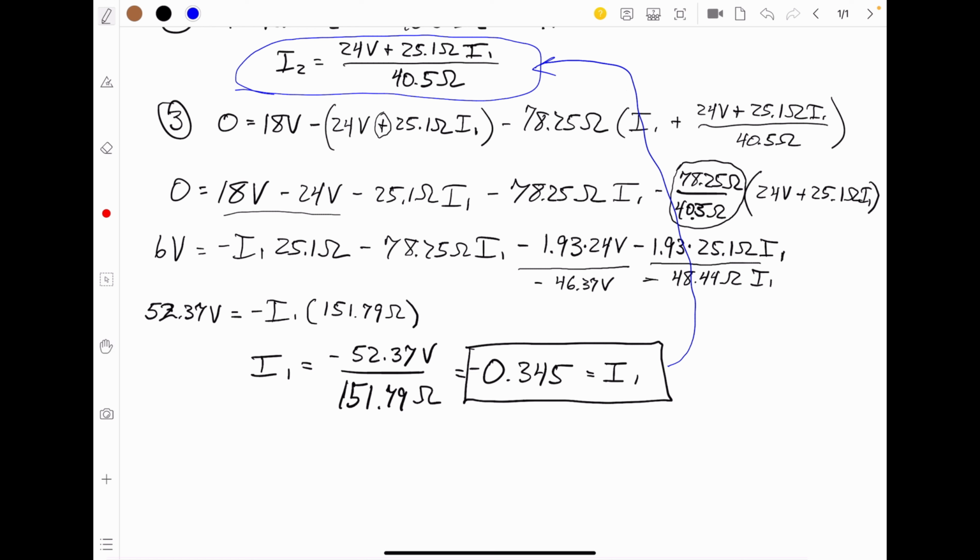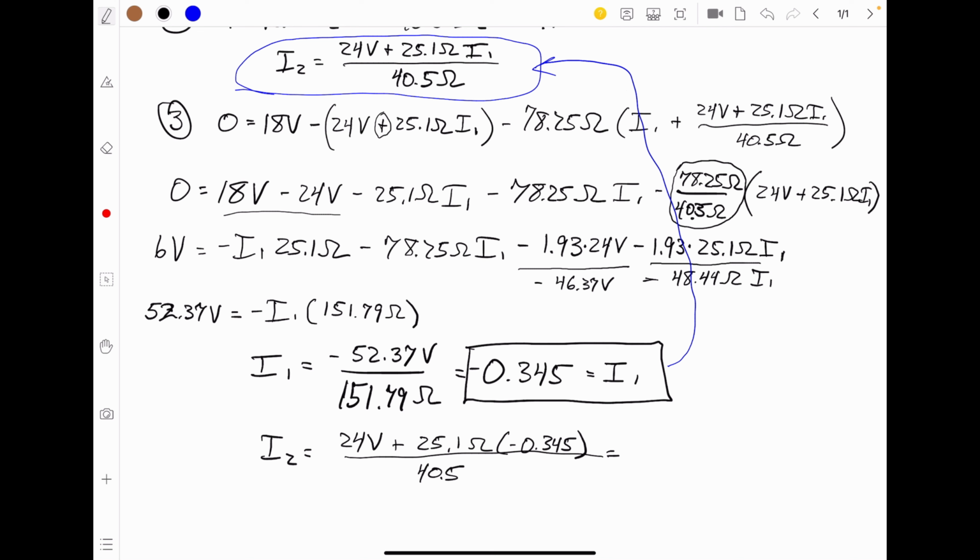So I2, do I want to do it in, I don't. I want to do it in black. All right, I2 is equal to 24 volts plus 25.1 ohms times minus 0.345 divided by 40.5. So what does that equal?